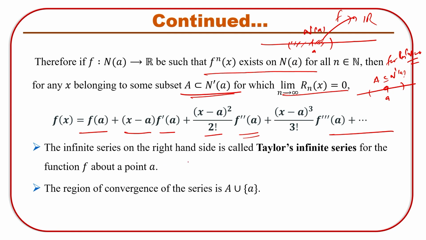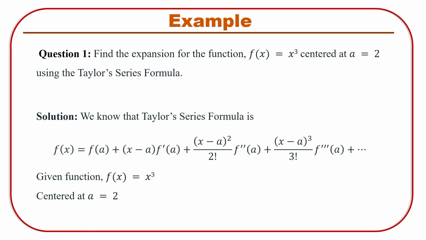The infinite series on the right hand side is called the Taylor's infinite series for the function f about the point a. The region of convergence of the series is what? The set A union the singleton point a. So, let me give you the first example, as you can see on the slide: find the expansion of the function f(x) equal to x cube centered at a equal to 2 using the Taylor series formula.